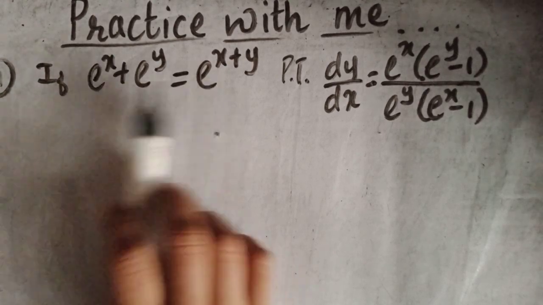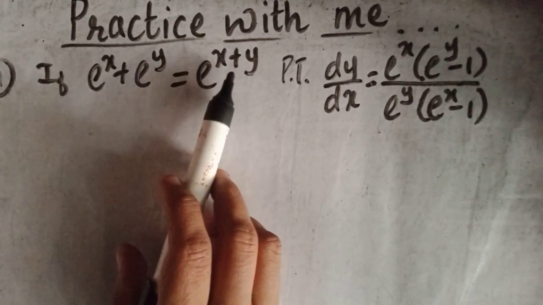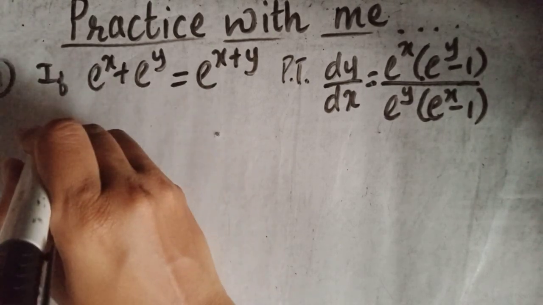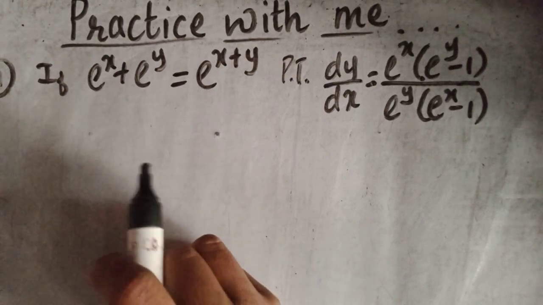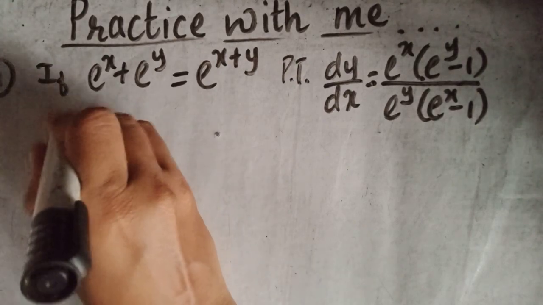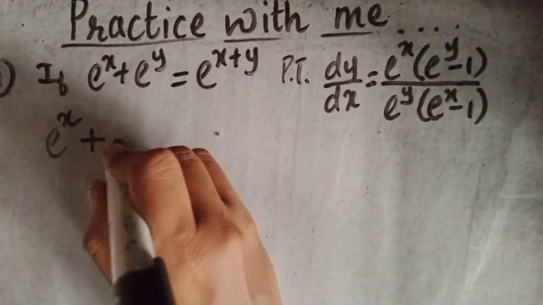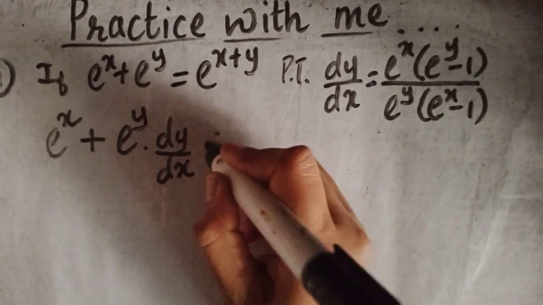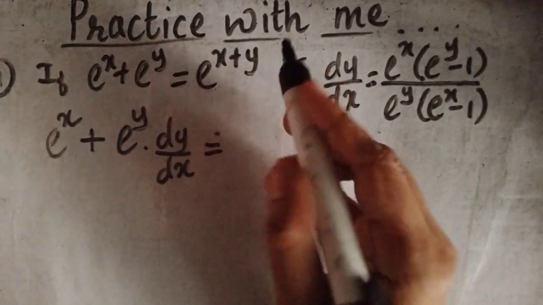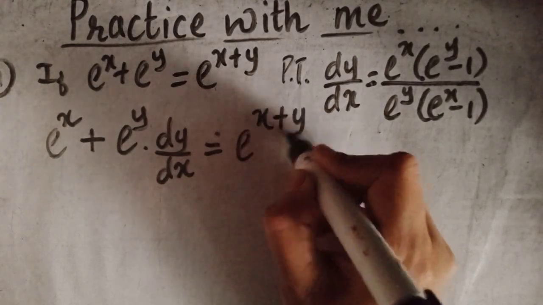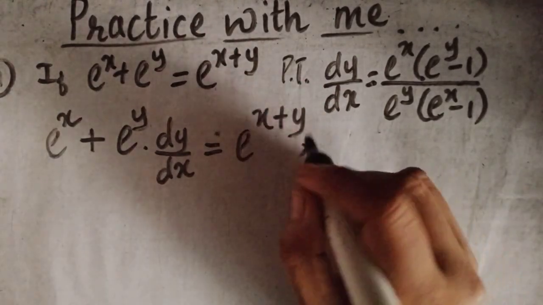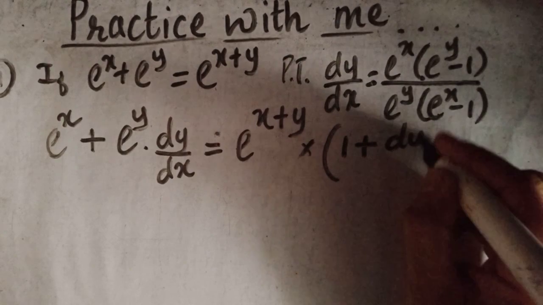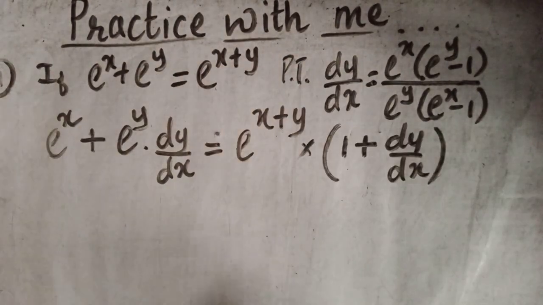starting with what is given, e raised to x plus e raised to y, take the derivative of this function. This is again an implicit function. So e raised to x derivative is e raised to x, e raised to y derivative is e raised to y, and then derivative of y, that is dy by dx. Then you have to differentiate this e raised to x plus y, a composite function. So you have to write the derivative of x plus y, that is 1 plus dy by dx.